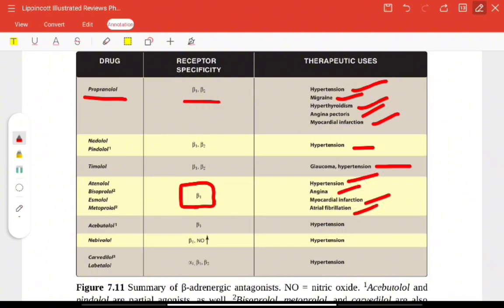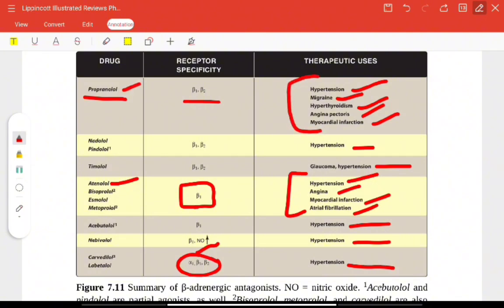Used in hypertension, angina, MI, atrial fibrillation, mainly in the heart, and CHF. Acebutolol, selective beta 1, but used only in hypertension. Nebivolol, beta 1, will increase nitric oxide and is used in hypertension. Carvedilol and labetalol have alpha blockade also along with beta blockade, so they are used only in hypertension. Major therapeutic uses are for atenolol and propranolol.